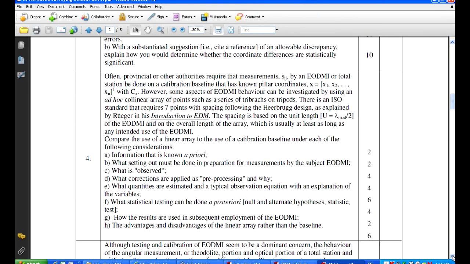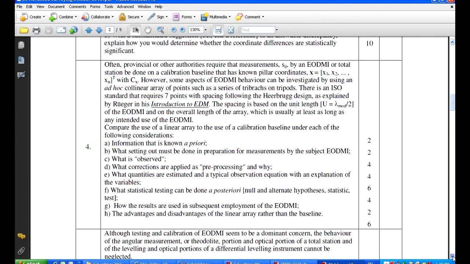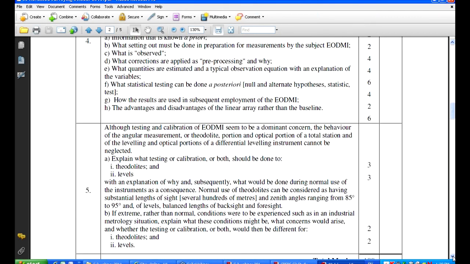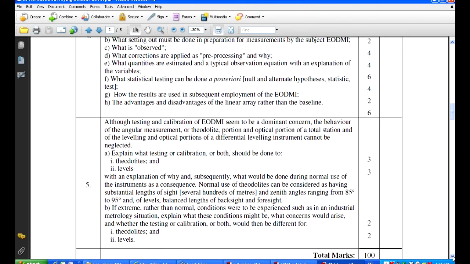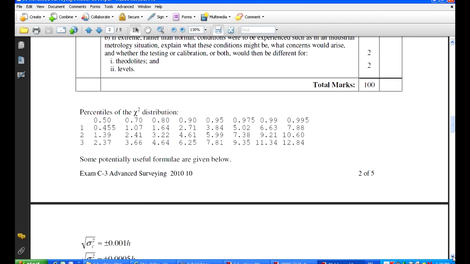Question 4 is basically the second instrumentation testing and utilization topic areas. So we'll be dealing with that during our next session. And similarly with question 5. And that's the exam.